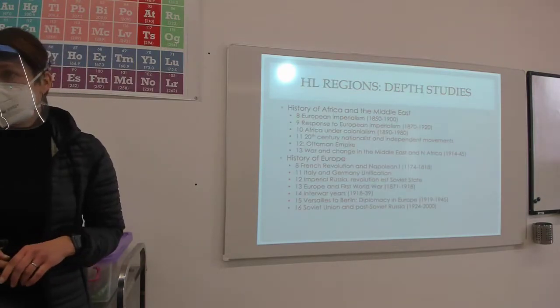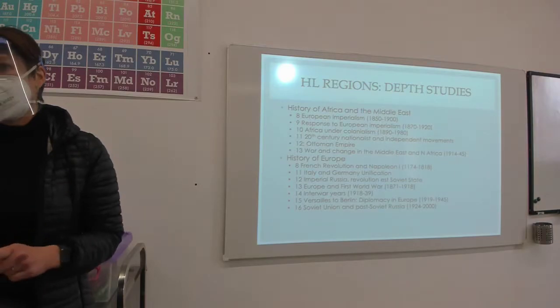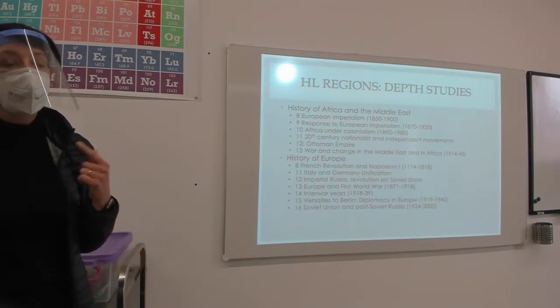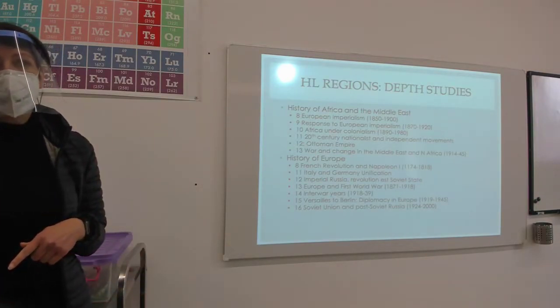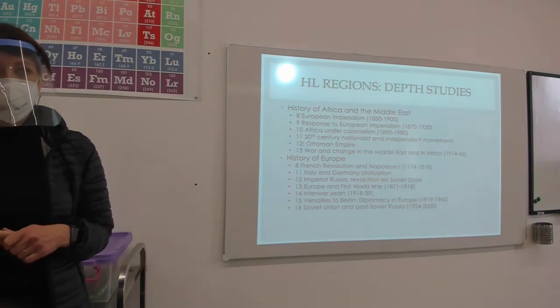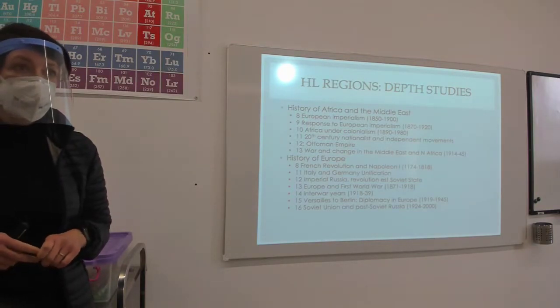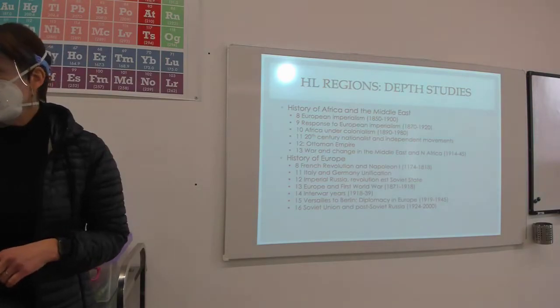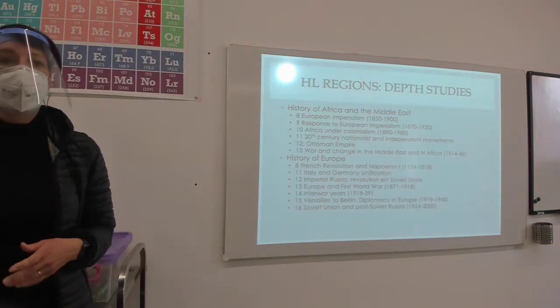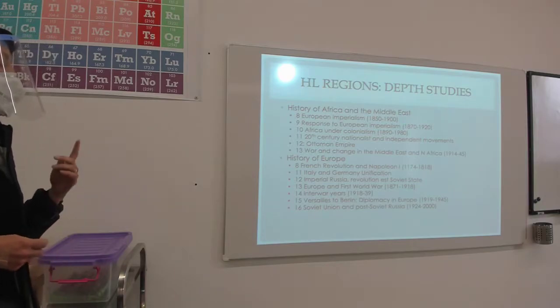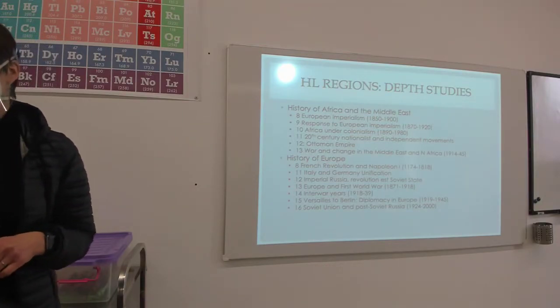HL regions traditionally here at RES have been in two areas, Africa and the Middle East, or in Europe. And so right now in year 2, I have Africa and the Middle East, and we're primarily focusing on the Abbasid dynasty, which is like one of the first Islamic dynasties. In addition, we've studied the Ottoman Empire.